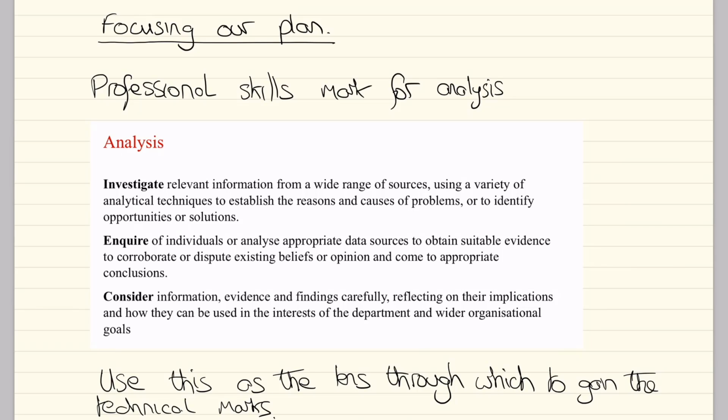If we just remind ourselves of the professional skills marks which are granted for analysis, in summary, we need to investigate all the relevant information, so we need to be bringing in what all the exhibits tell us. We need to make sure that we inquire and come to appropriate conclusions from this information, and we reflect on their implications and consider it all carefully. As always, these professional skills headings should be the lens through which we gain our technical marks.